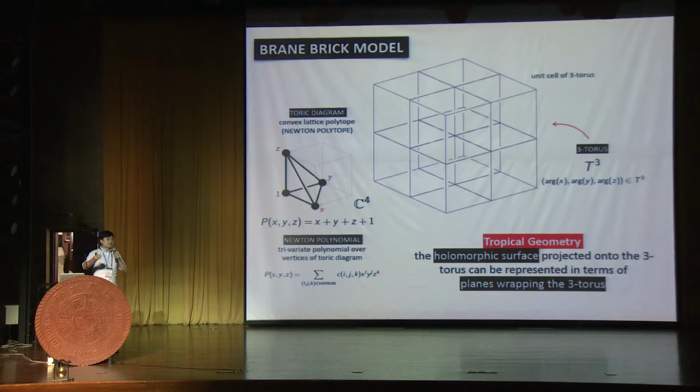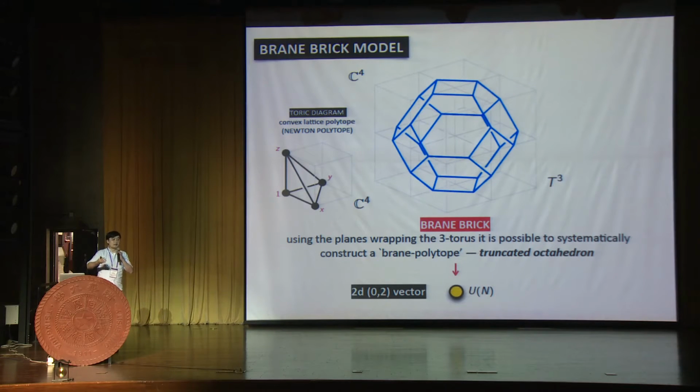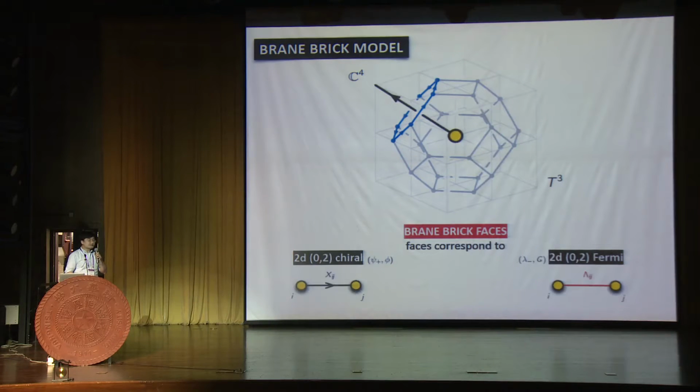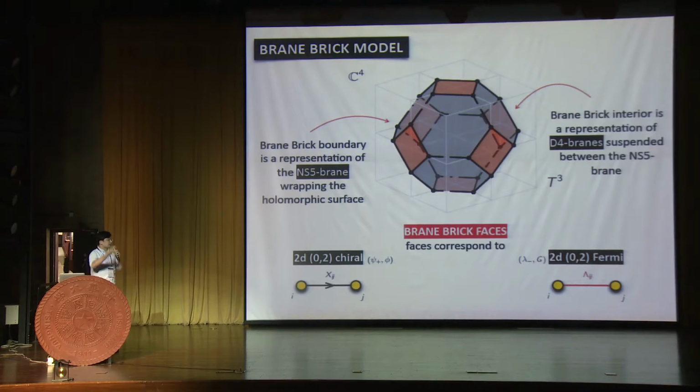The D4 and NS5 branes meet at planes that wrap a three-torus inside this holomorphic surface Sigma. These planes form a polytope on T3, which we call a brane brick. Faces of this brane brick correspond to either chiral or Fermi multiplets of our 2D (0,2) theory. The punchline here is that the boundary of this brane brick is a representation of the NS5 branes wrapping the holomorphic surface Sigma, and the interior of this brane brick is a representation of the D4 branes suspended between the NS5 branes.